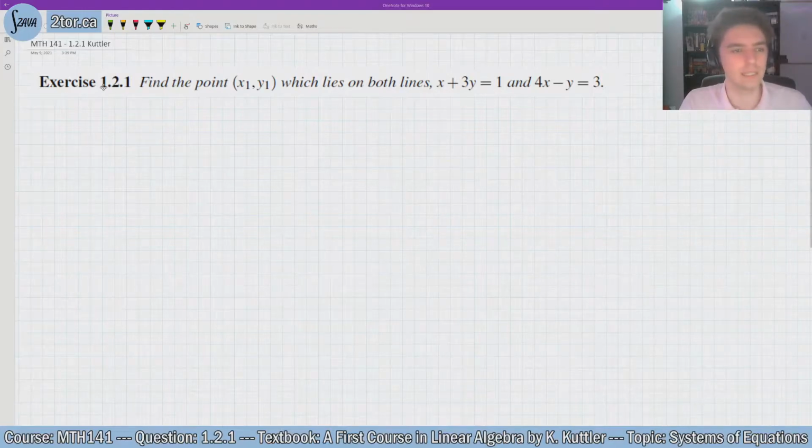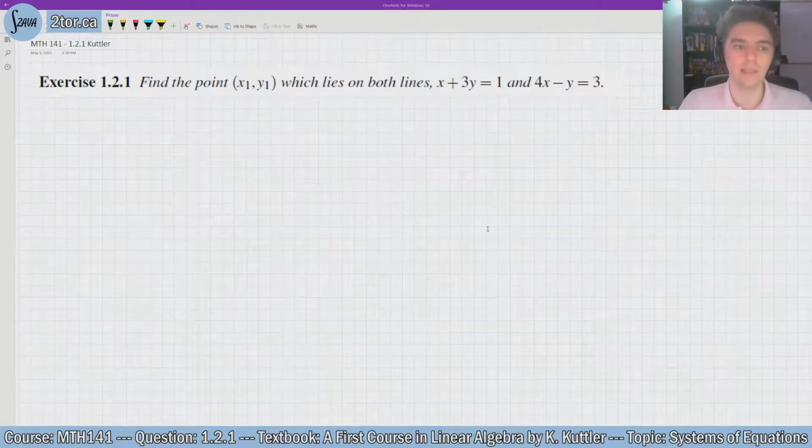Okay, so let's take a look at the question, 1.2.1. Find the point (x1, y1), which lies on both lines, x + 3y = 1 and 4x - y = 3. So in this section, this is the beginning of 1.2 from the textbook.